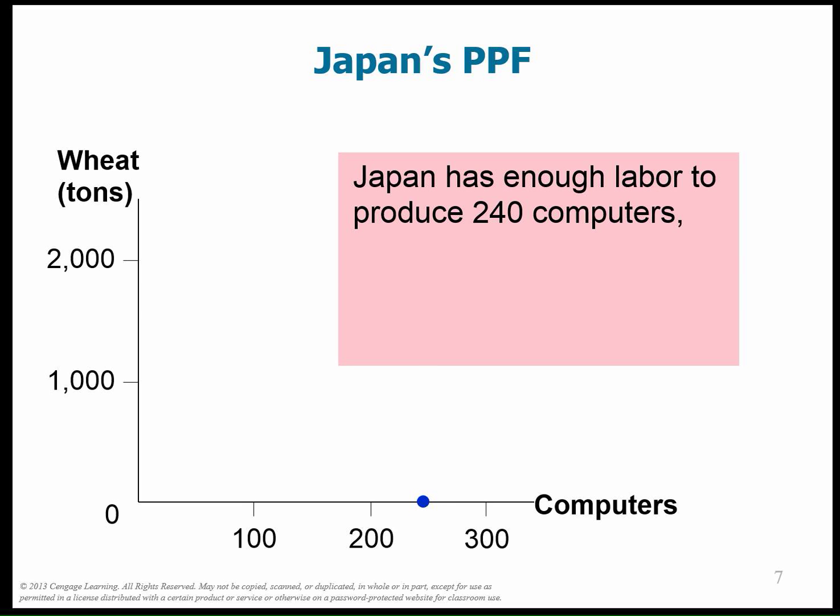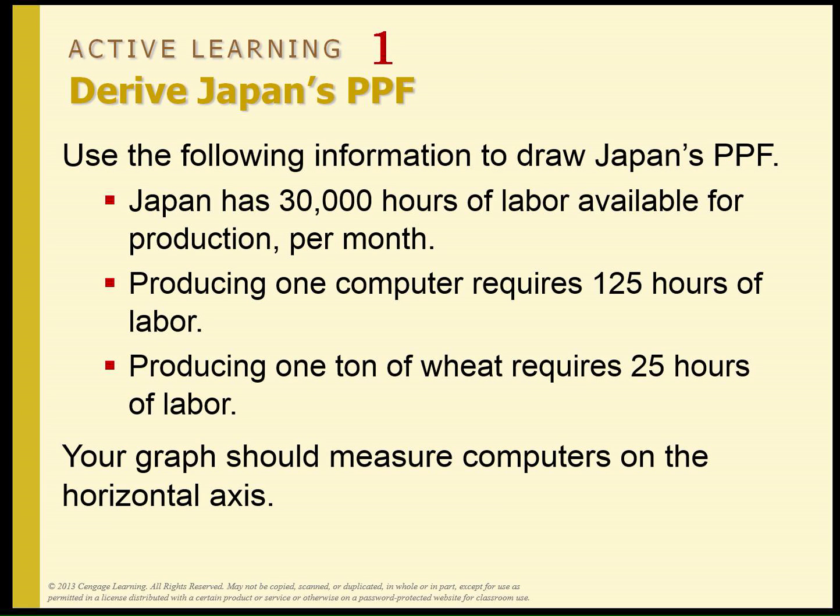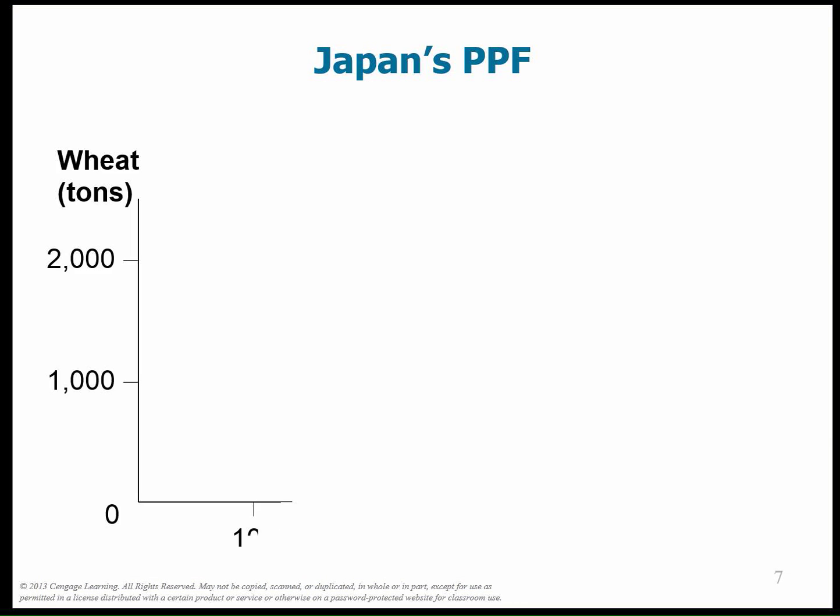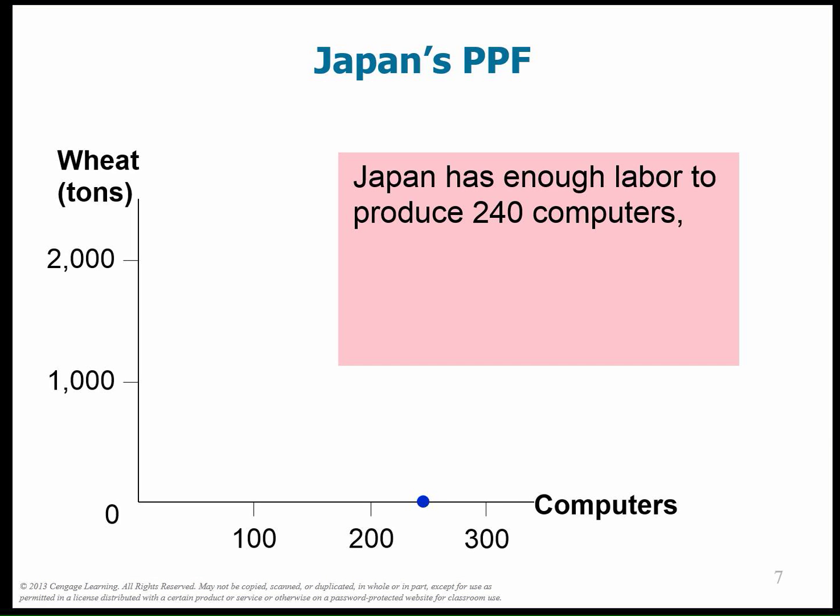Okay, if they just produce computers, right, they have only enough labor hours to make 240 computers. That comes from 30,000 hours a month, like I said, divided by 125 hours per computer, which will give us this point here. Okay, 240 computers. If we do the exact same math, we get 1,200 tons of wheat.